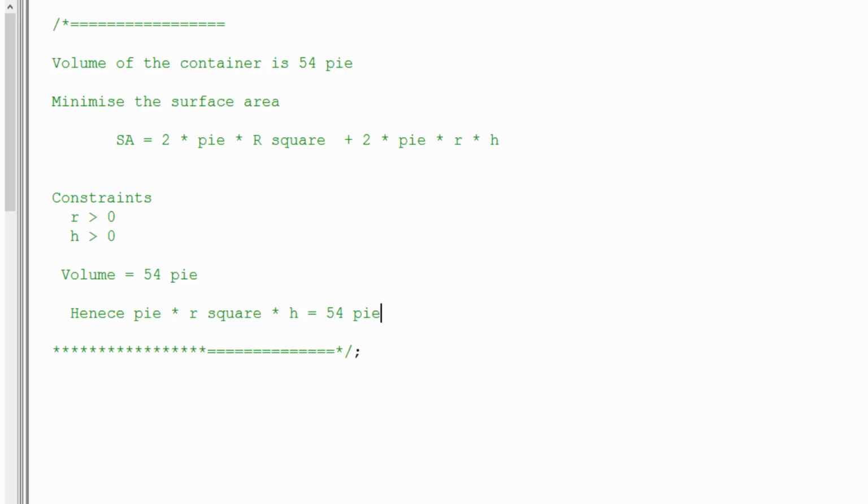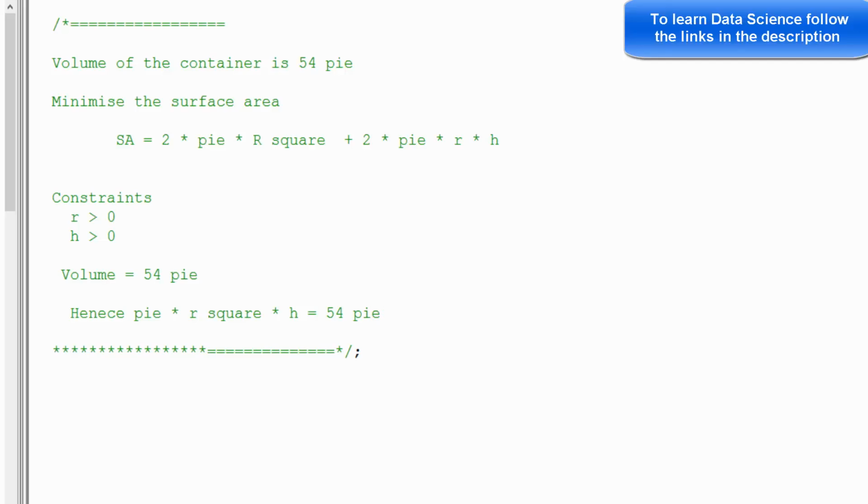I'll show you how to write an optimization model, how to solve an optimization problem. I'll do it using SAS. We have SAS procs using which we can solve an optimization problem. I'll take an example for this.